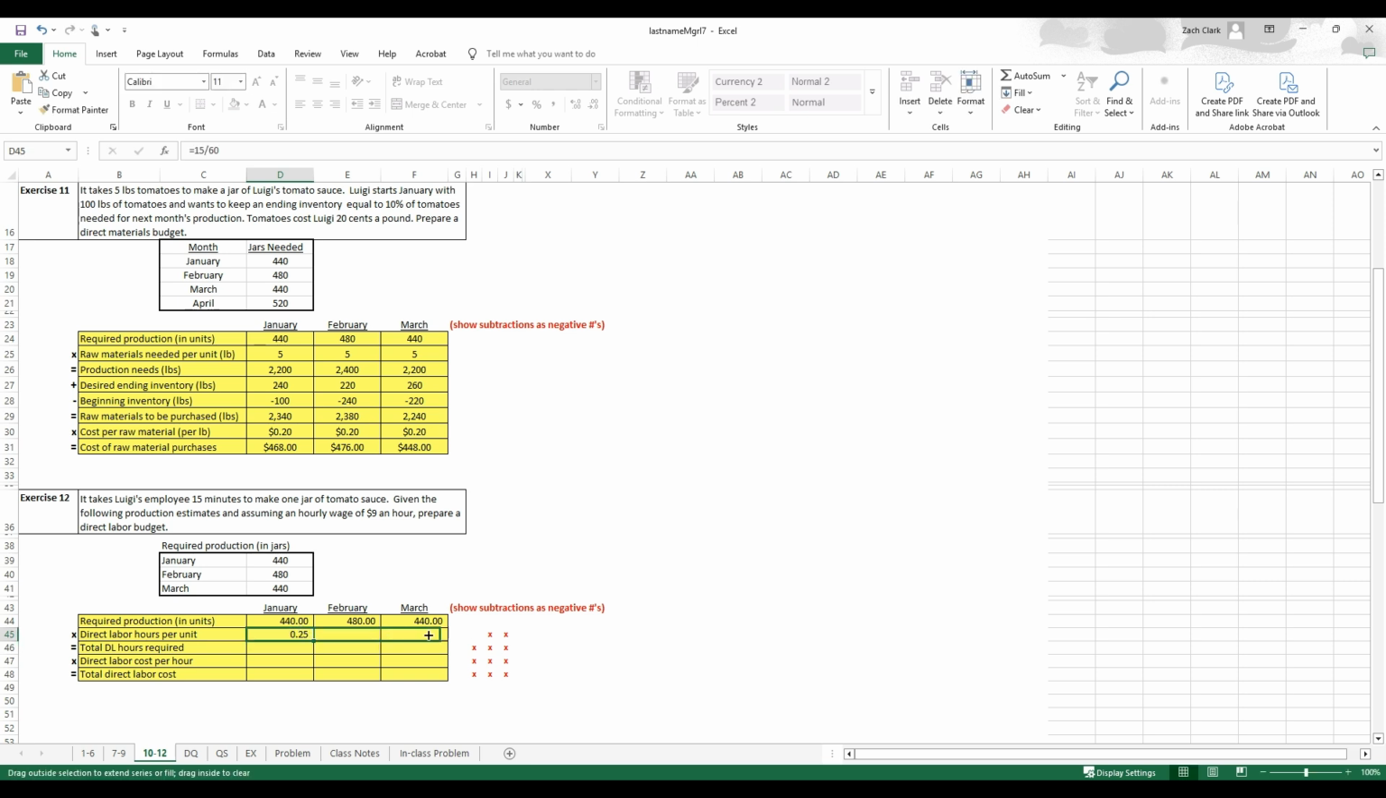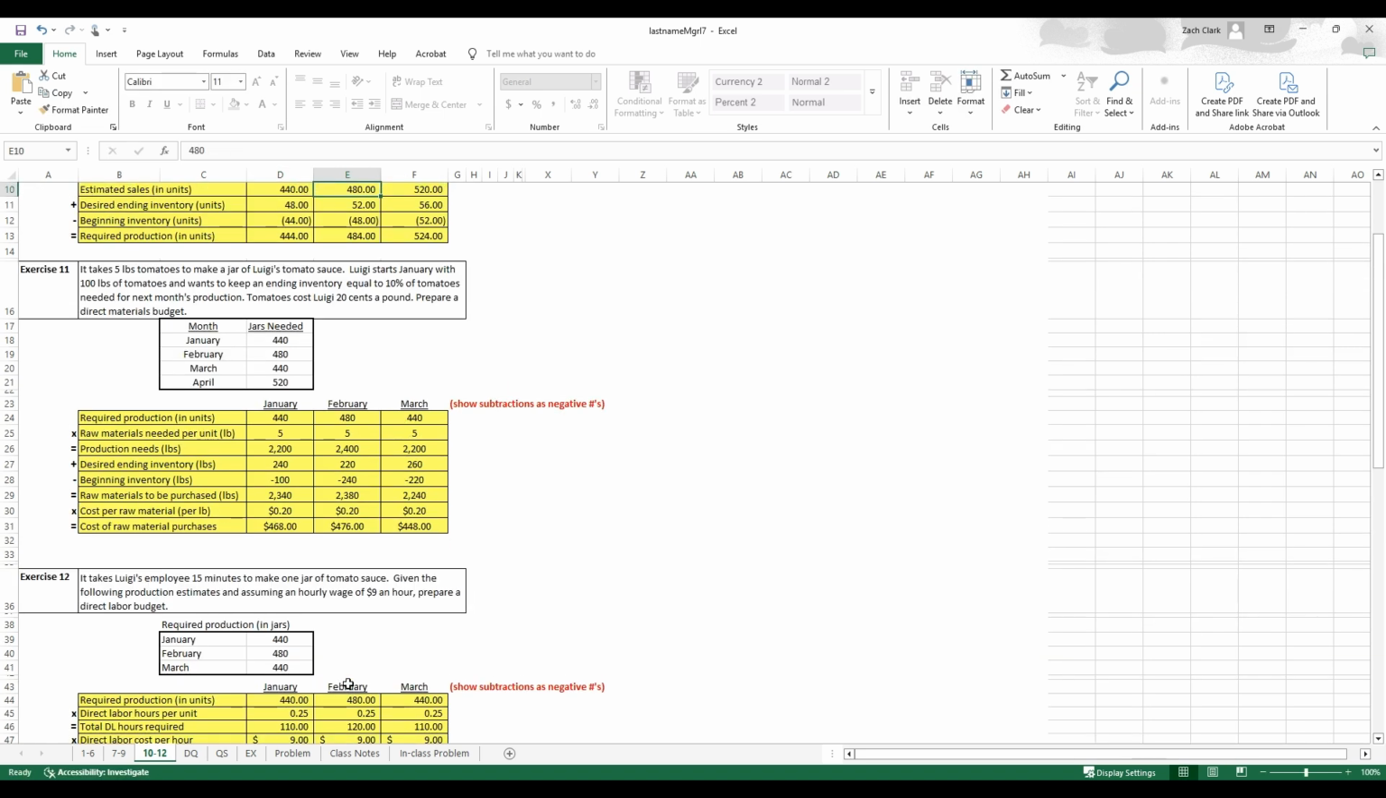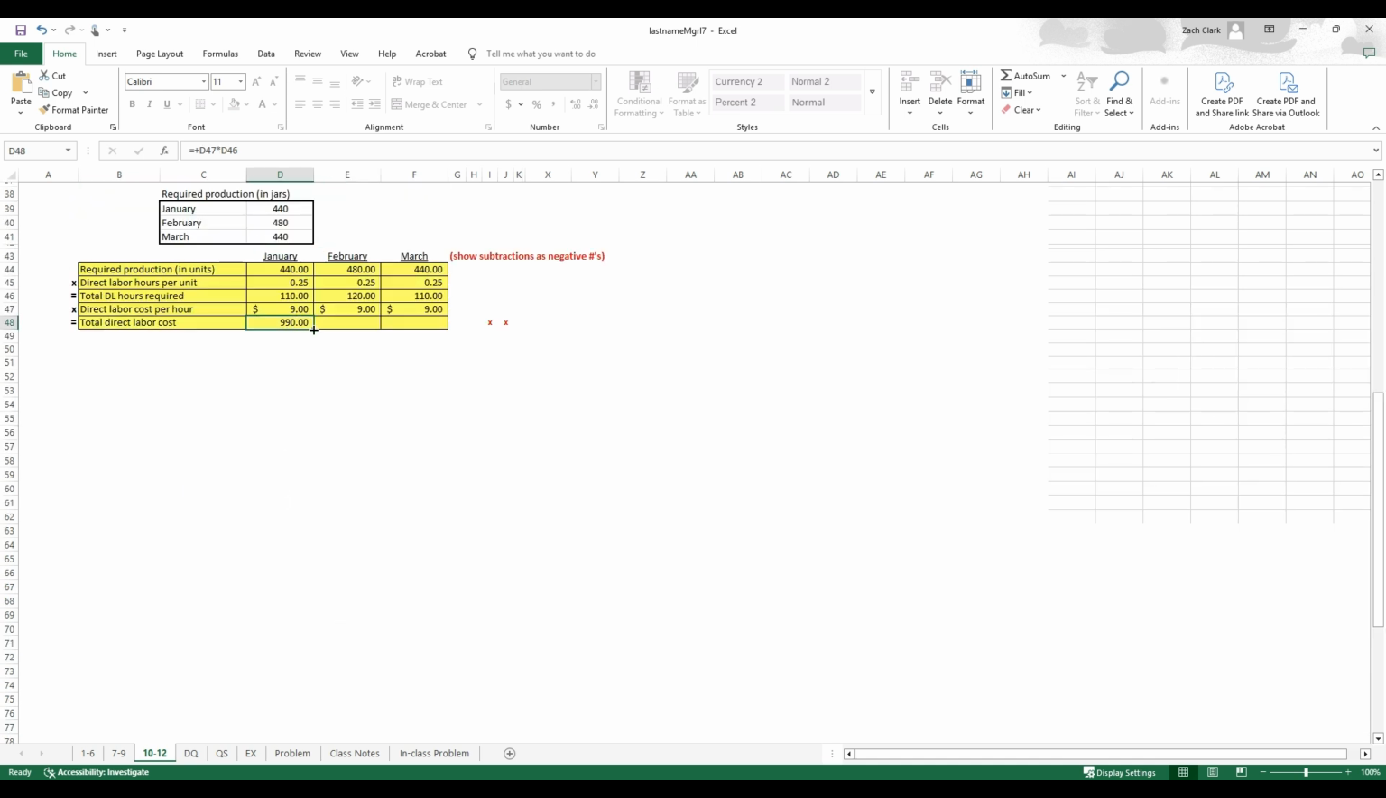Again, you could probably figure that out without having to do the math, but the 15 minutes is a quarter of an hour. But that's fine. That's how we do it. And then we multiply these together to say we're going to need 110 hours of total time to get the production of this many units, and the total cost per hour is the cost. We just put $9 in there for each one because that's what we're going to multiply by, and we get 990.